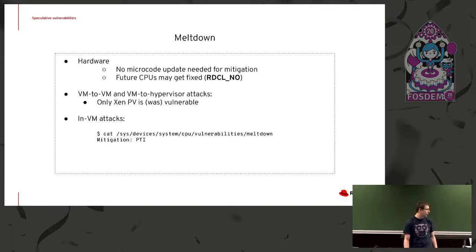The technique is called page table isolation. So you have different page tables between user space and kernel. And eventually, when this is fixed in hardware, you won't need it. It will run slightly faster.